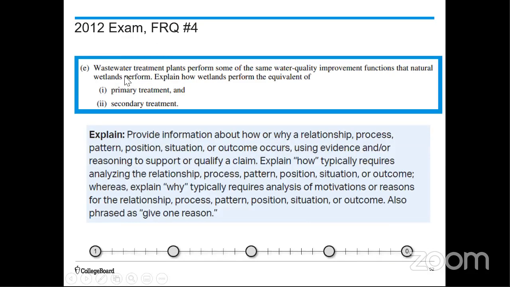It says, wastewater treatment plants perform some of the same water quality improvement functions that natural wetlands perform. Explain how wetlands perform the equivalent of primary and secondary treatment. So keep in mind that the word explain is asking for a little bit more, so you should probably have a verb in your answer. I'll give you a minute to jot down some ideas for I and II.